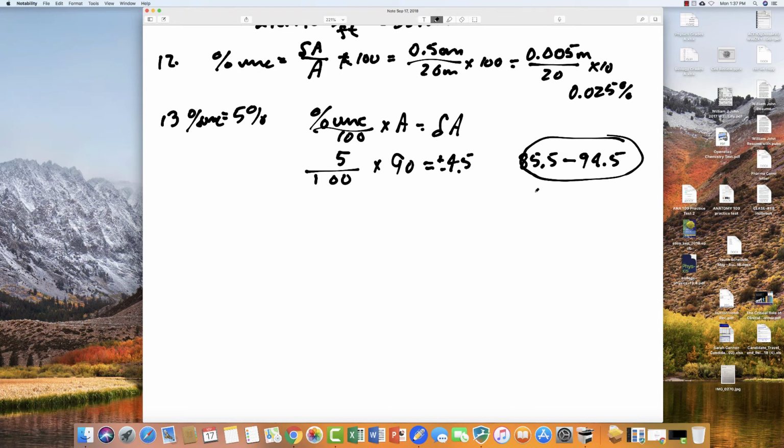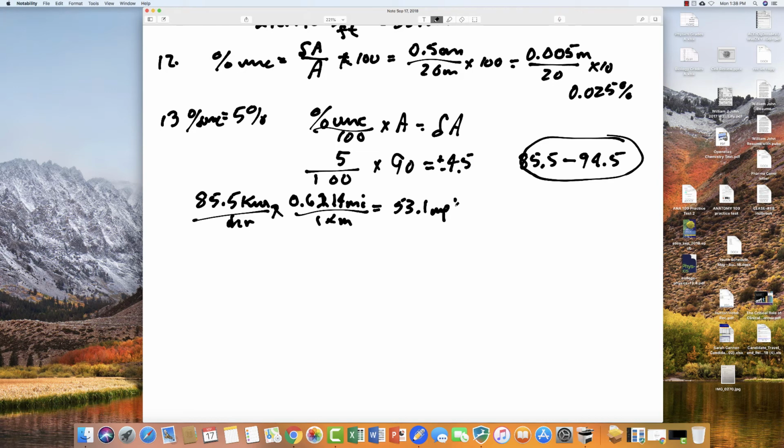The second part of the question is to convert this to miles per hour. So if we take 85.5 kilometers per hour, to convert that to miles per hour, we multiply by 0.6214 miles per kilometer. So we're going to multiply that, and that's going to give us 53.1 mph.